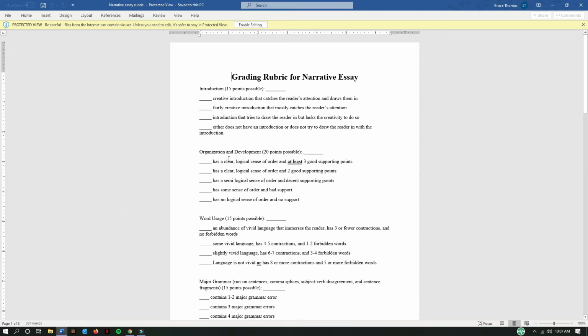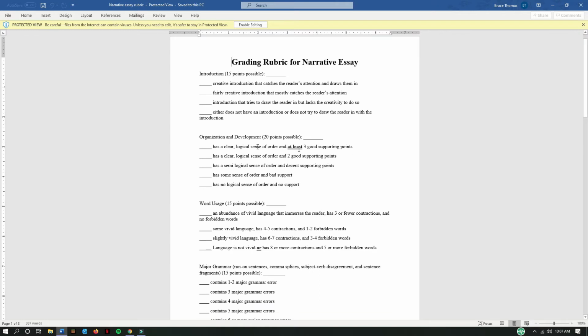You have to have a creative introduction, a clear logical sense of order, and at least 3 good supporting points. What I mean by supporting points is essentially just that your essay flows logically. Like, it goes from A, B, C, D. It doesn't go C, A, B, D. Like I said in the beginning, it's a story. A story has a beginning, a middle, and an end.